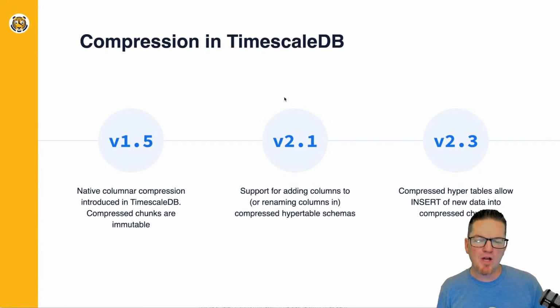In version 2.1, we tried to start to lift some of the limitations. One of the limitations that honestly had prevented a number of people from even thinking about using compression was that once a table was set up for compression, you couldn't modify the schema. And so it makes sense. You have a time series table, you make a hypertable out of it, and then you realize a year later, there's some new information you want to track.